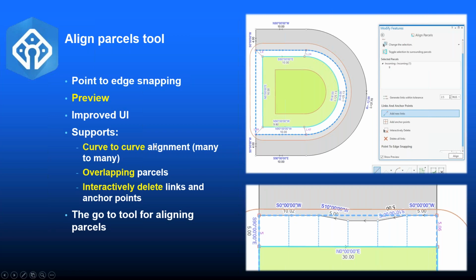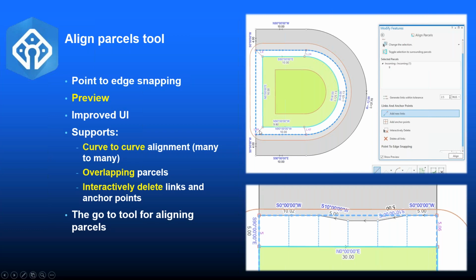And another big thing, of course, is curve-to-curve alignment. So this is the go-to tool, and we will make sure that in 99% of the use cases, it's a minimal number of clicks to align parcels. It also supports now overlapping parcels. So if you have a point that's shared with other overlapping parcels or with a connection line, if that point moves, everything moves with it.